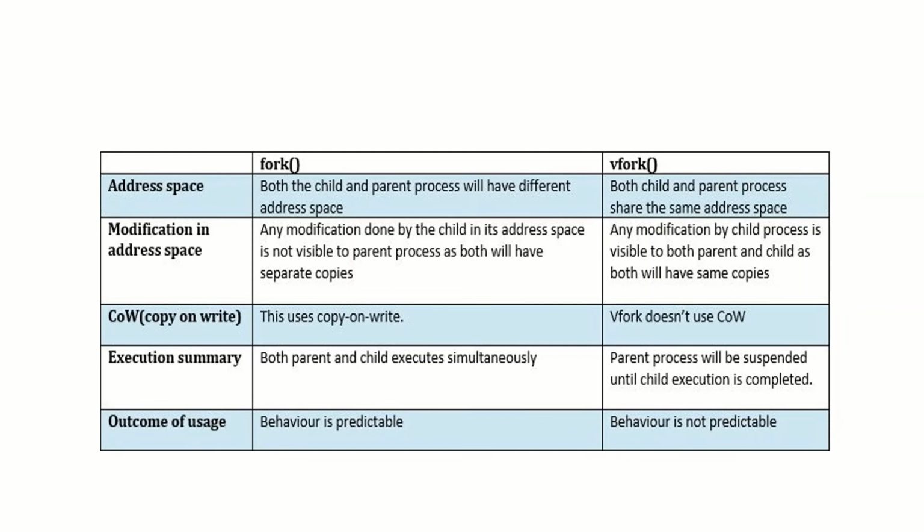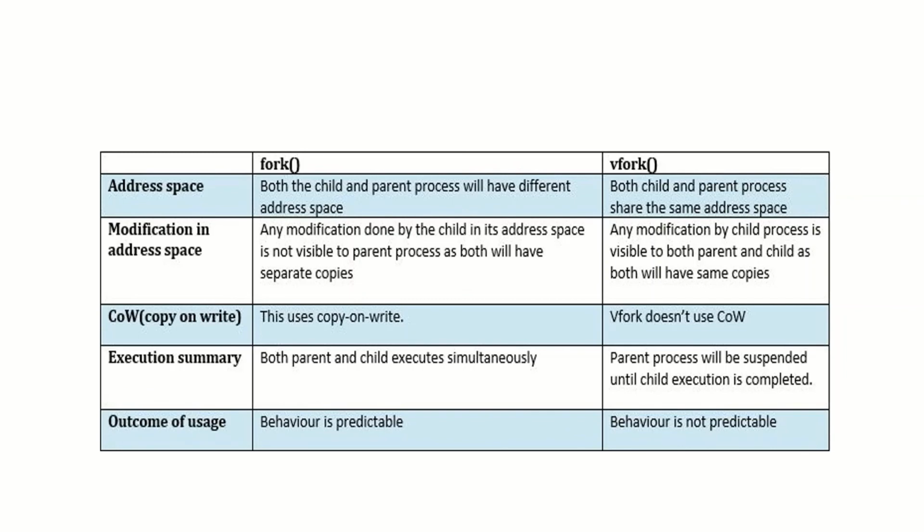The second difference is about modification in address space. Any modification done by the child in its address space is not visible to the parent process as both have separate copies. They should not be identified as the same specific location, otherwise it's a problem. Both are entirely different process concepts. The address space is not visible because when the parent process runs, that is entirely different. When the child process runs, it also holds the information in separate locations.